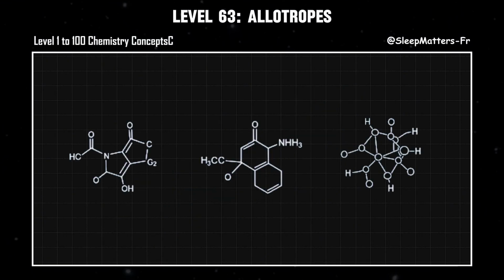Level 63. Allotropes. Allotropes are a hidden secret of matter. They are different forms of the same element, like a person with many faces. They are proof that the same thing can exist in completely different ways, looking and acting like something else. But the truth is always there, hidden beneath the surface.